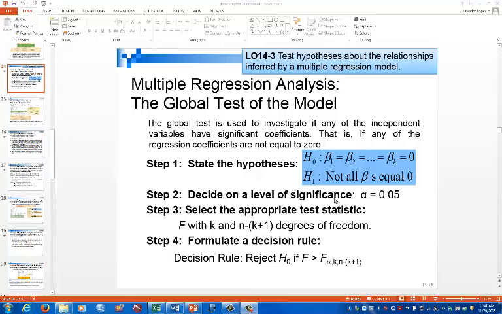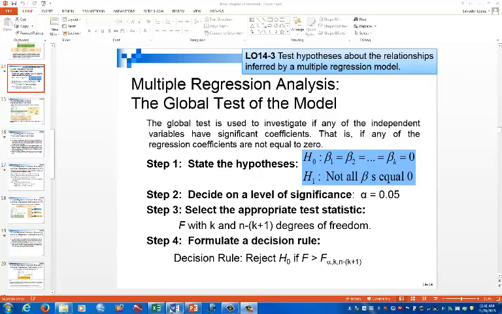We decide a level of significance, let's say alpha 0.05, and we select the appropriate test statistic by using the F distribution with k degrees of freedom in the numerator and n minus (k plus 1) degrees of freedom. Actually, it's n minus k minus 1 degrees of freedom, because this k plus 1 is in parentheses. Formulate the decision rule: reject if the F statistic is greater than the critical F.